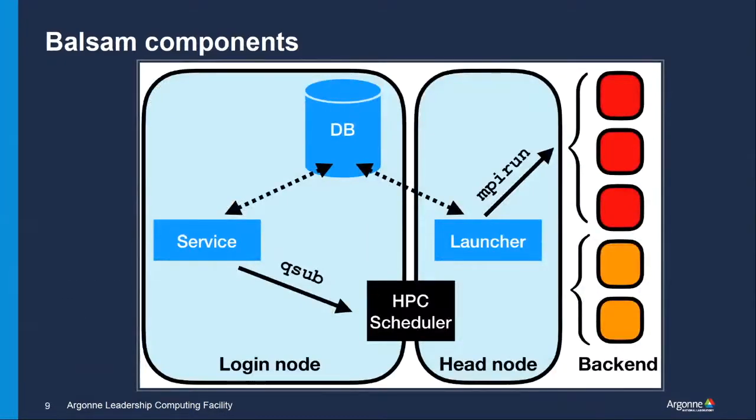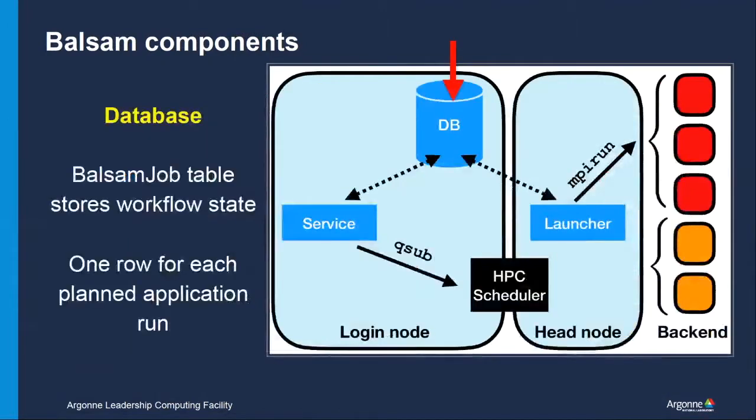So from a very bird's eye level view, Balsam consists of three components here. There's a database that you set up and run on your behalf, and a Balsam service that runs optionally on a login node. And then there's a launcher that runs on the back end to dispatch your work. The database holds a table which we call a Balsam job table, which has one entry for each application run that you're interested in. So you have a number of ways, command line interfaces or Python APIs, to interact with this database and define your workflow there.